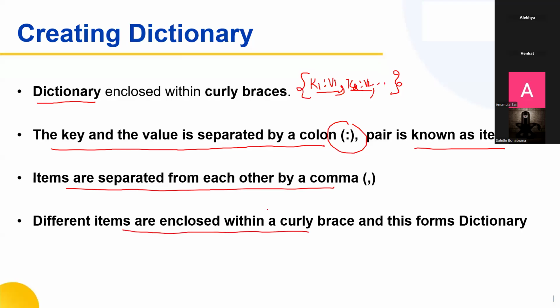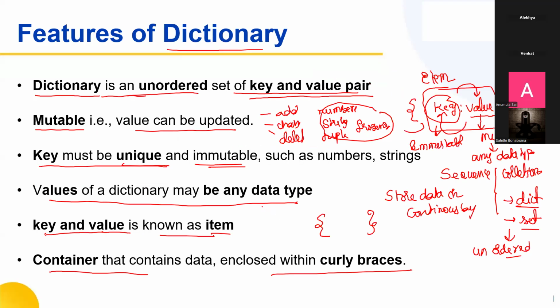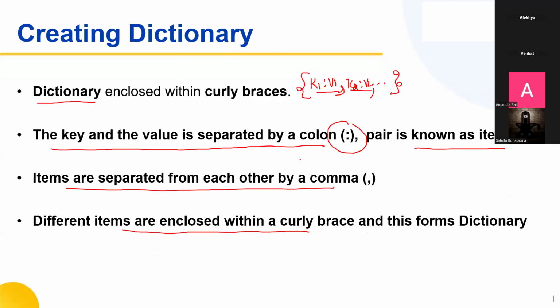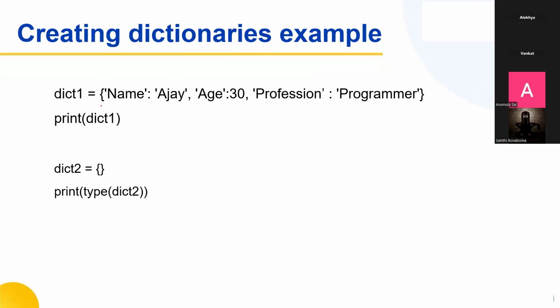This is the basic data structure to store unordered data. Okay. Now, this is an example of a dictionary.